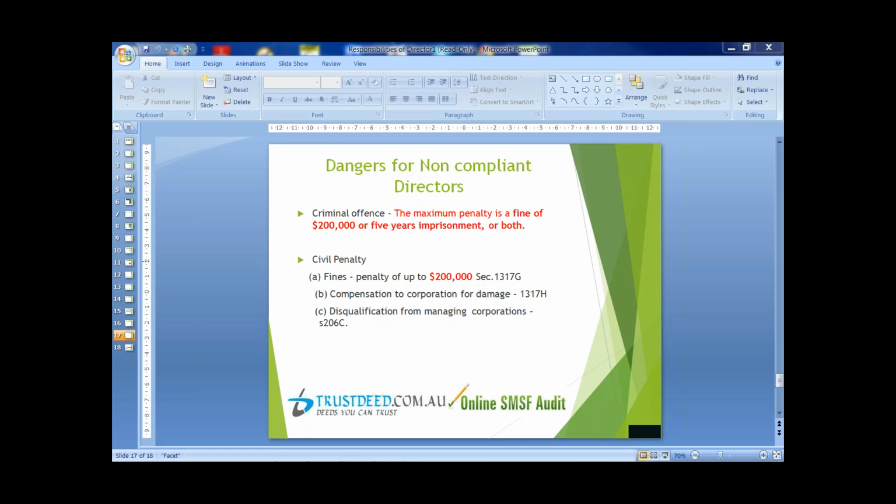The maximum penalty for a criminal offense in relation to a director's duty under the Corporations Act is a fine of $200,000 or 5 years imprisonment or both. Civil penalty includes up to $200,000 or compensation to the company for any damage caused due to the director's breach of duty, and or disqualification of the director from managing a company. In Adler's case, Adler was disqualified from managing a company for 10 years.